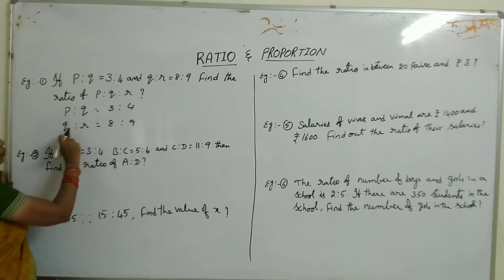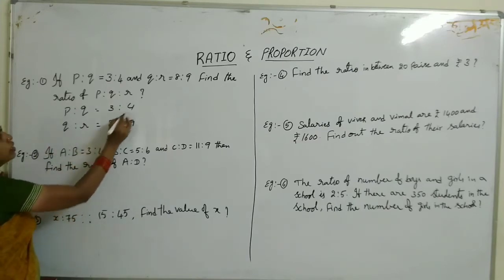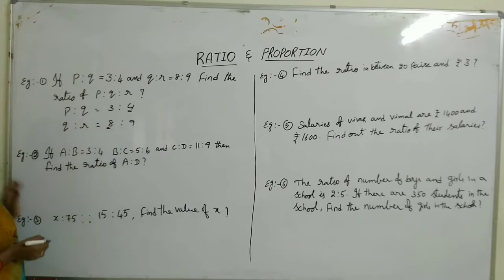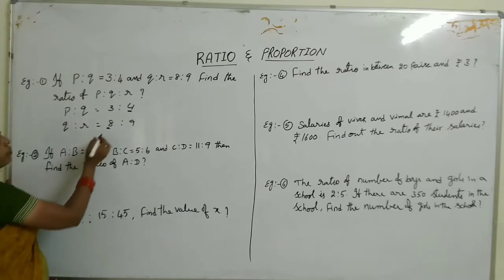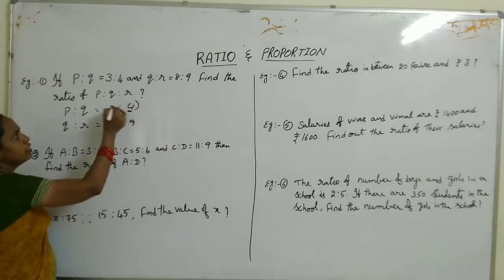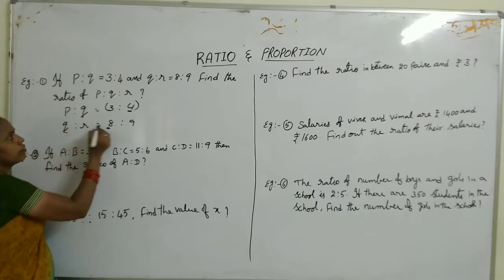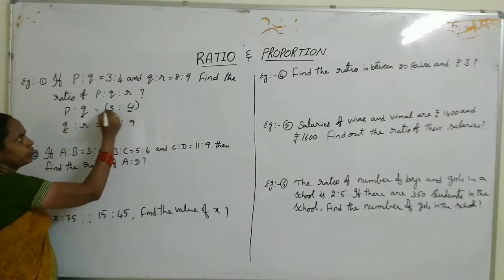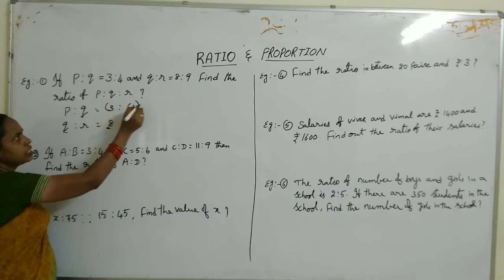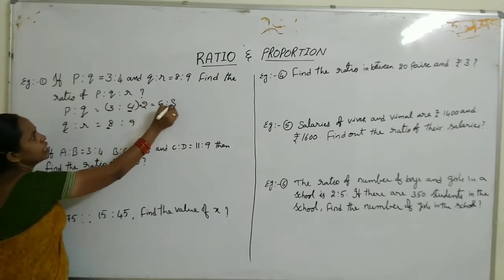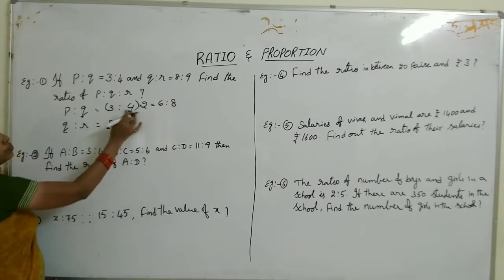P, Q, Q, R. Here the Q term is the same in both, but the value is 8 here and 4 here. So Q's are equal, then the values must be equal. To do that, multiply this ratio by 2, then it becomes 6 is to 8. 2 3s are 6 and 2 4s are 8.